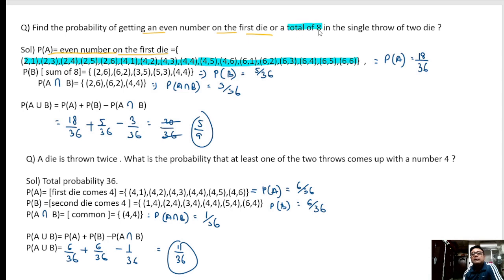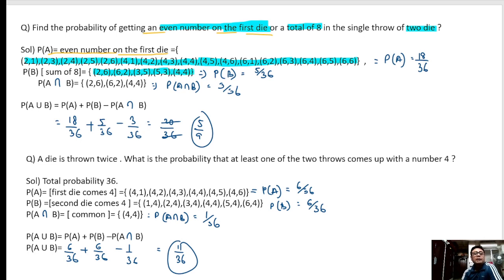Next they are telling total of 8. So there are two things. Even number on the first die is the first job. The second job is total of 8, in a single throw of 2 dice. Total of 8, how will I get? Total of 8, sum of 8. These are the options.